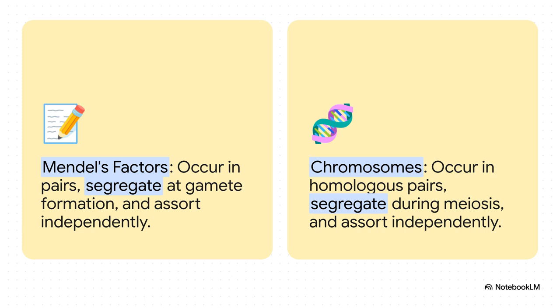It was uncanny. Mendel said factors come in pairs, while chromosomes come in pairs. Mendel said factors segregate, while chromosomes segregate. Mendel said different factors assort independently, different chromosome pairs assort independently. It was a perfect match.